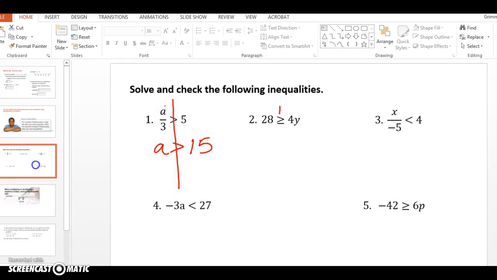All right, so we should know that to solve this, we do what? No. Bad. What do we do? Divide. This is a multiplication. It's 4 times y, so the opposite is to divide by 4. Divide by 4. 28 divided by 4 is 7, greater than or equal to y. All right, so let's go back in and check this. Give me a number for y. 7 would be okay. 4 would be okay. 6.9 would be okay. Anything less than 7, okay?